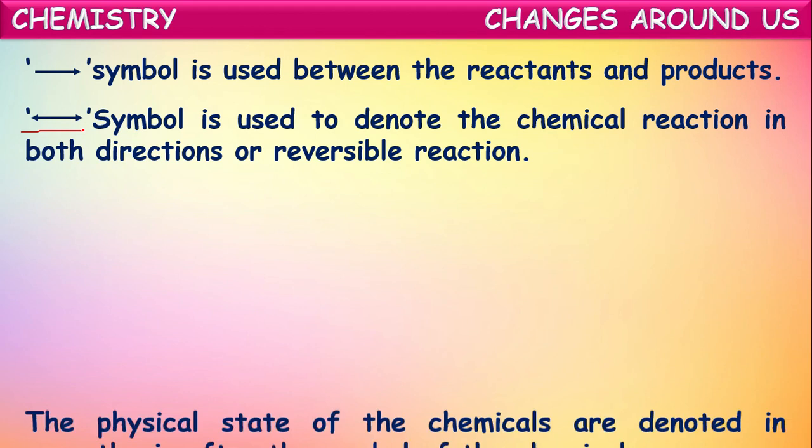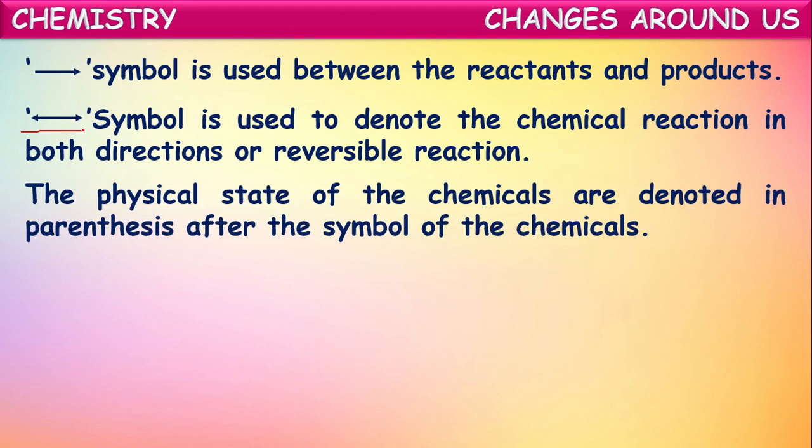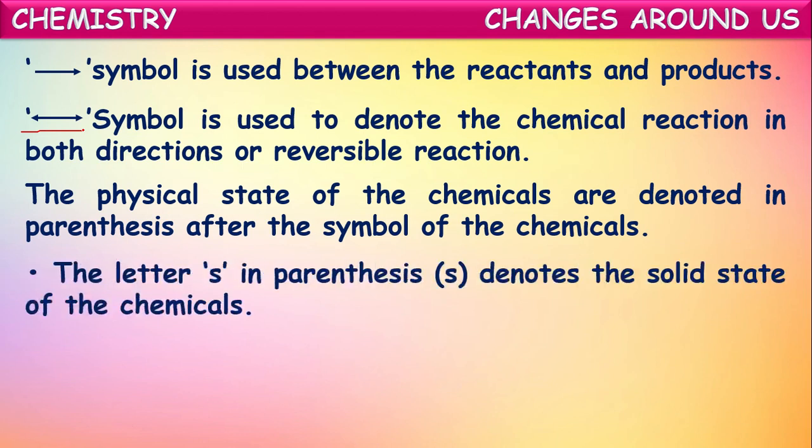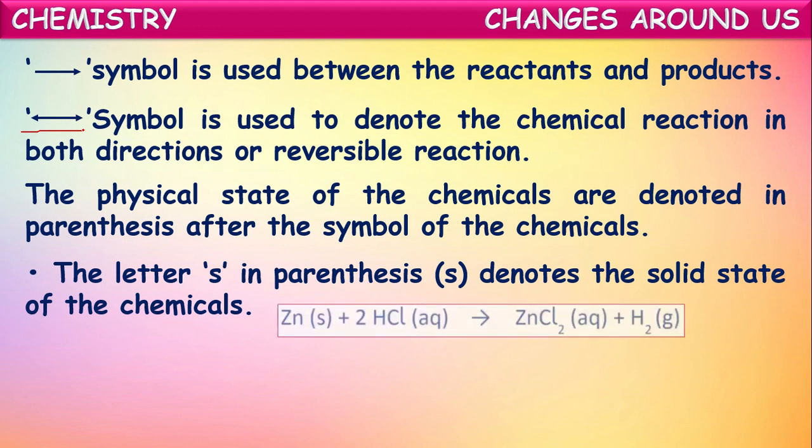Okay? And the physical states of the chemicals are denoted in parentheses after the symbols of the chemicals. So in a chemical equation, we can represent the physical state of the chemical substances participating and being formed by using certain symbols in parentheses beside the symbols or formulae of those chemicals. Let us see some examples. Suppose the letter S in parentheses denotes the solid state of the chemicals. Let us see an example here.